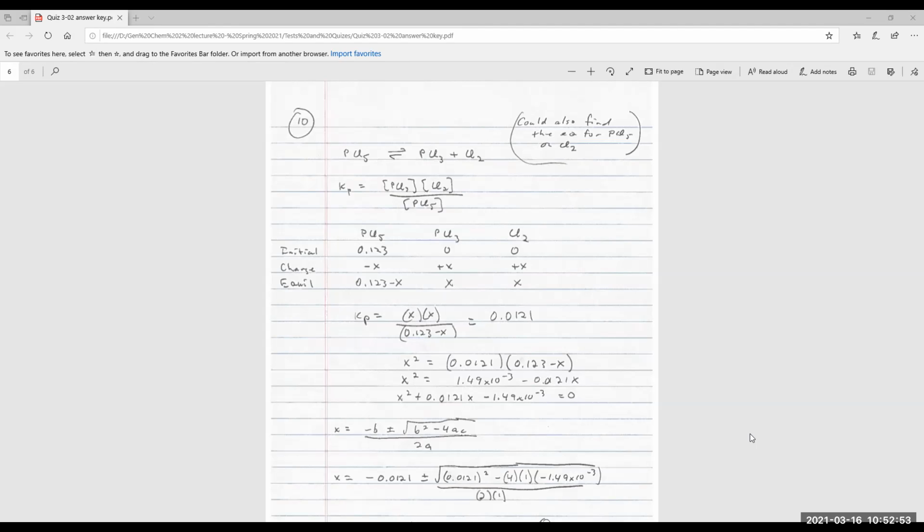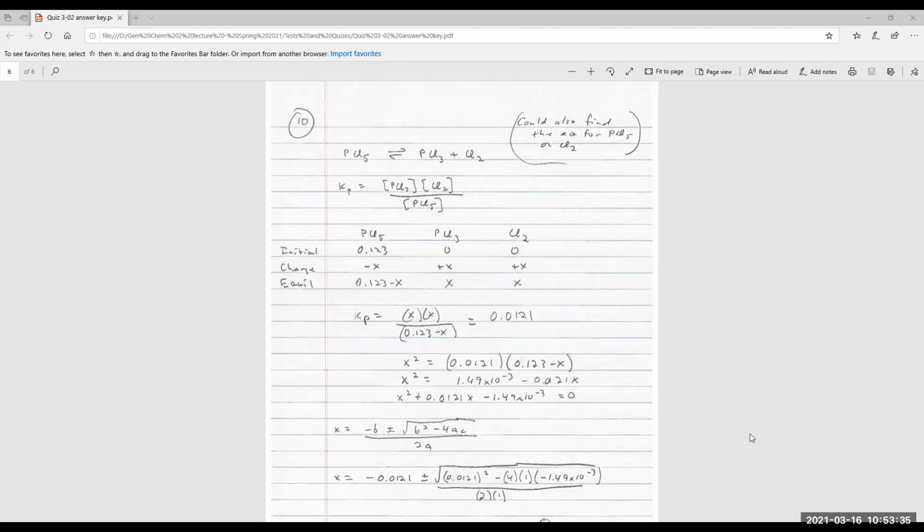Then we create the table with our initial, our change, and our equilibrium values for the 1 reactant and the 2 products. And so we start out with PCl5 as 0.123 molar and 0 for the 2 products. These are 1:1:1 molar ratios in the reaction, so all those are going to be X. So we have X reacting from PCl5 and X forming for PCl3 and Cl2. That results in the equilibrium being expressed as 0.123 minus X, and then X and X for PCl3 and Cl2.